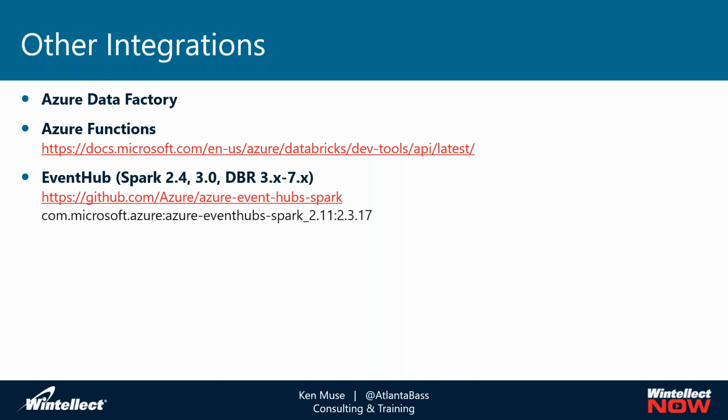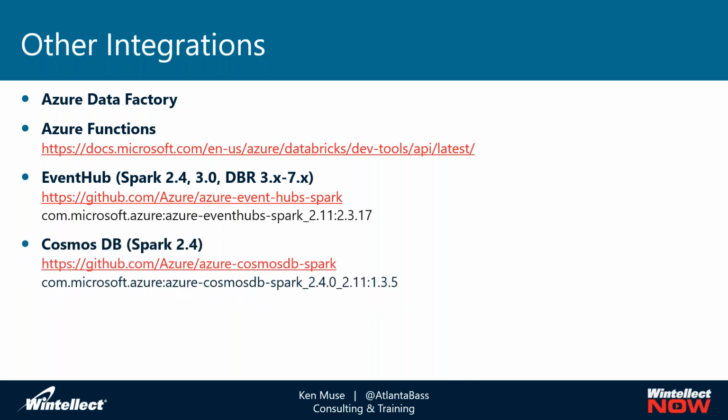You will notice that the current version of the libraries that support that do target specific versions of the Databricks runtime and specific versions of Spark. Additionally, the Cosmos DB integration currently targets Spark 2.4. So if you're going to interact with Databricks, it would have to be an older version. But these libraries are being continuously updated to provide the latest features, so that should change in the near term.